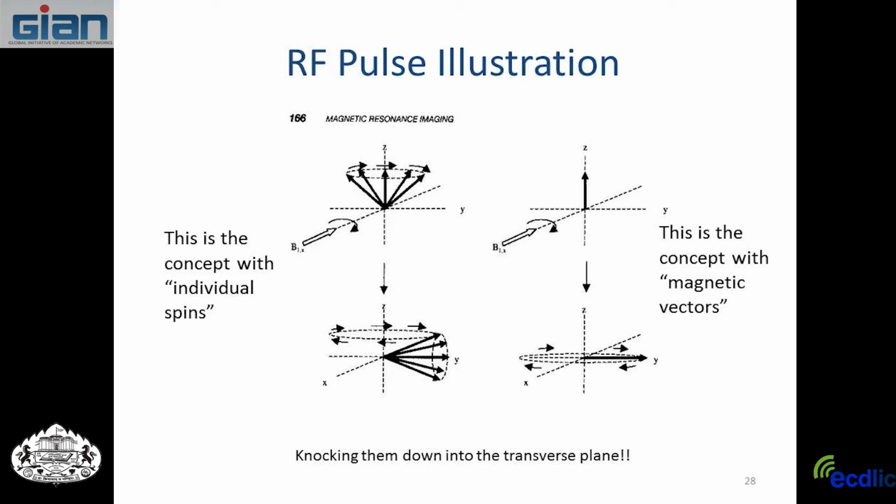You can see on the left there, those are representing each of the atoms as they're spinning. On the right there, this is the net magnetization. The net magnetization is in the Z direction. Once we tip it, we're tipping it over into the XY plane, so we're knocking them down into the transverse plane.